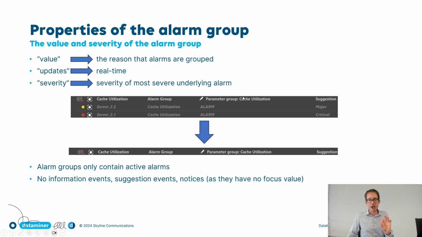Now, a few final remarks about alarm groups. Alarm groups can only contain active alarms, so we do not work on history alarms. And they will not contain information events, suggestion events, notices, and so forth, because these kind of events are also not supported by alarm focus, and we require alarm focus for alarm grouping.